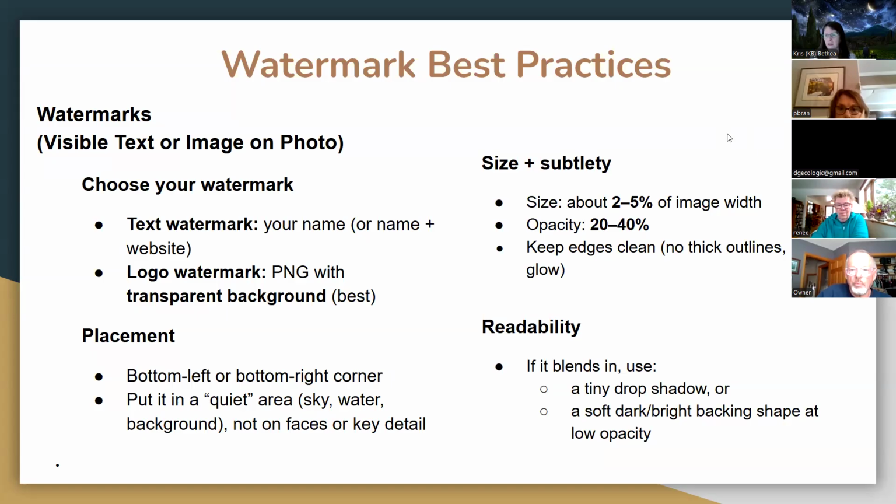And then size and subtlety: 2 to 5% of the image width. Opacity, you can adjust to about 20 to 40% so that you can still kind of see through it, and keep the edges clean, no thick outlines, no weird glow. I mean, that's general. If you really are excited about the outlines or the glow, this is all art, so it's whatever works for you. But you want it to be readable. If it blends in, you do need a tiny drop shadow or something to make it stand out a little bit.